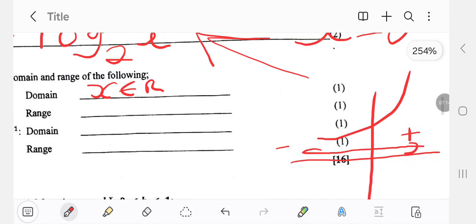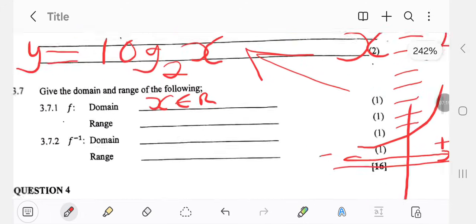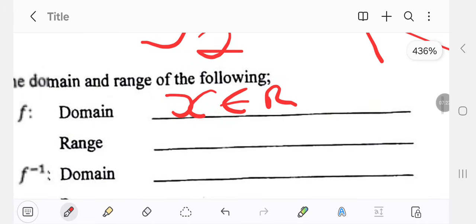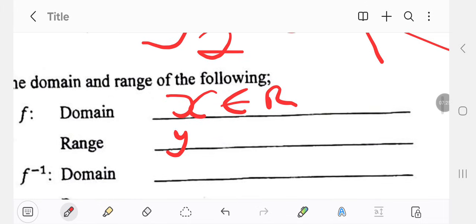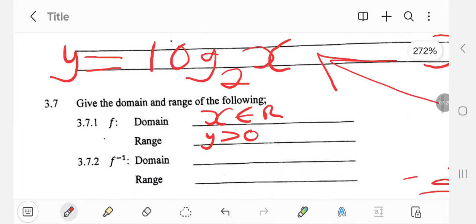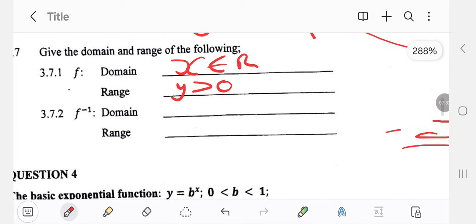The range, you see that y goes to positive infinity and is positive. So the range is greater than 0. So now the domain and range of the inverse are vice versa. The domain is x greater than 0, y is an element of real numbers.